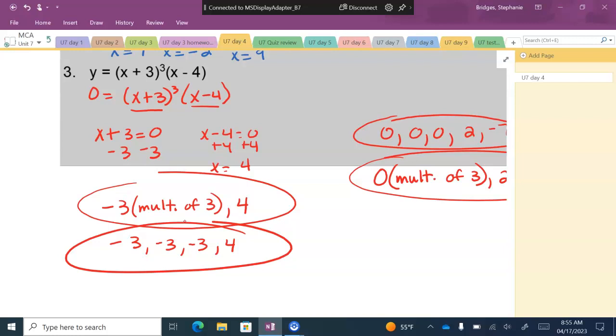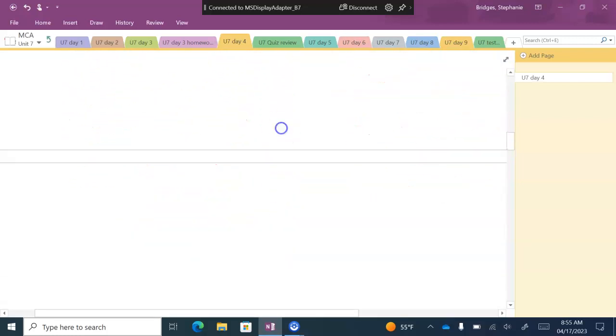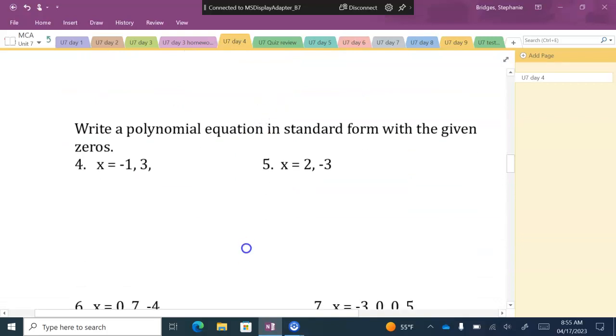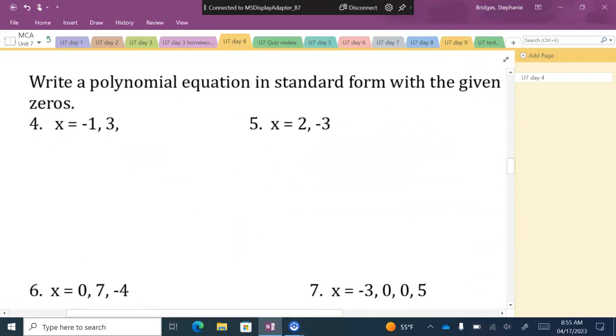Not terribly difficult, right? Okay, so now what we're going to do is I'm going to give you the zeros, and we're going to come up with an equation in standard form, which means basically we're working backwards from factoring and solving. Okay, so the directions say write a polynomial equation in standard form with the given zeros. And we're just essentially working backwards with these.